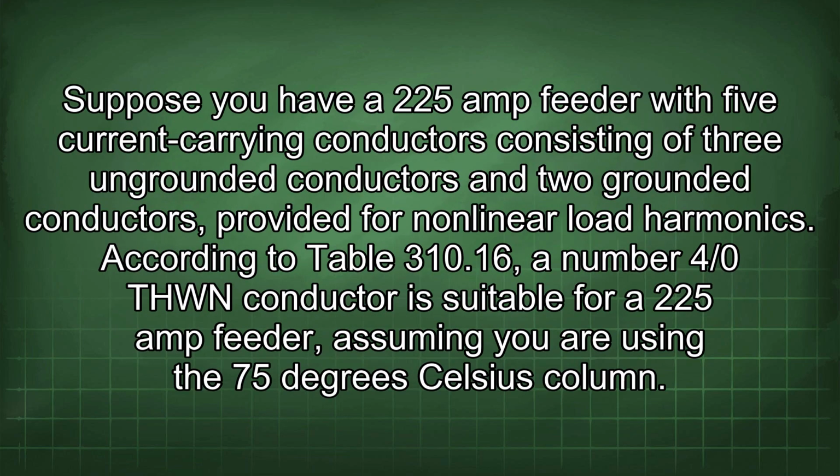Suppose you have a 225 amp feeder with 5 current carrying conductors, consisting of 3 ungrounded conductors and 2 grounded conductors provided for nonlinear load harmonics. According to Table 310.16, a number 4/0 THWN conductor is suitable for a 225 amp feeder, assuming you are using the 75 degrees Celsius column.